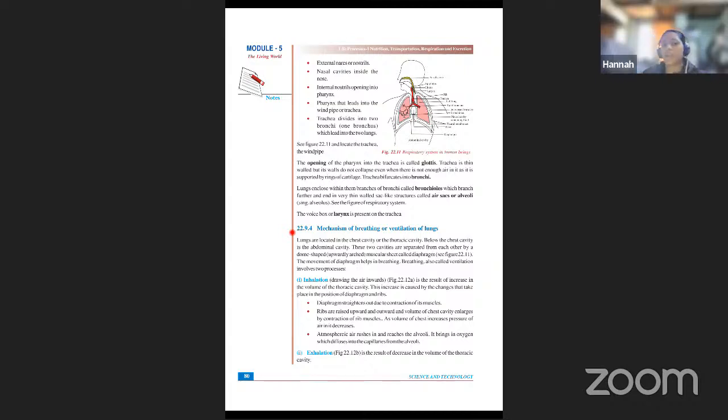Lungs are located in the chest cavity or the thoracic cavity. Below the chest cavity is the abdominal cavity. These two cavities are separated from each other by a dome-shaped, upwardly arched muscular sheet called the diaphragm. The movement of the diaphragm helps in breathing. Breathing, also called ventilation, involves two processes. One, inhalation, drawing the air in, is a result of an increase in the volume of the thoracic cavity. So inhalation will take the air inside and exhalation will push the air outside. This is clear? Understood?